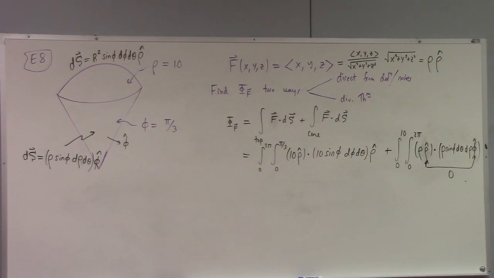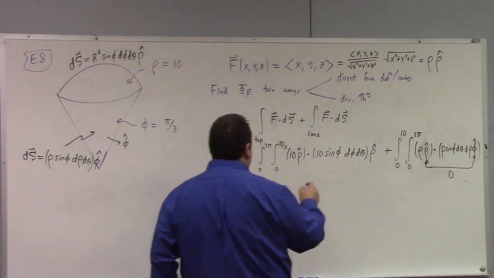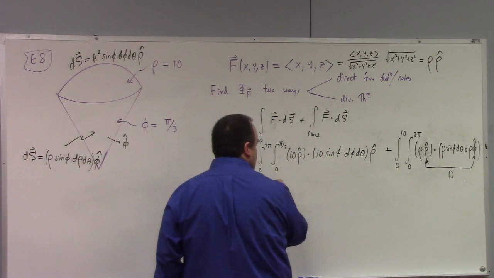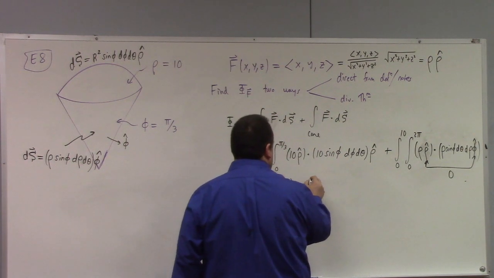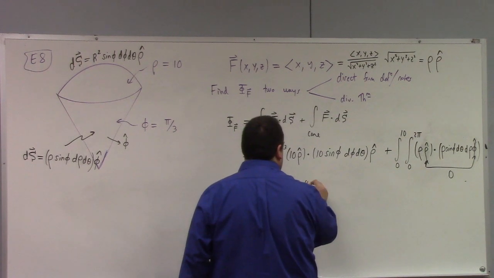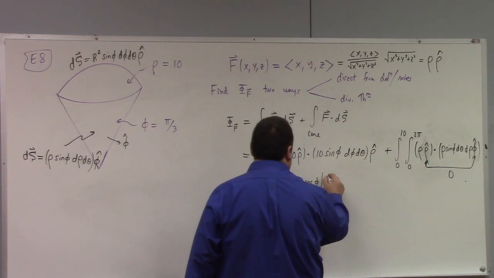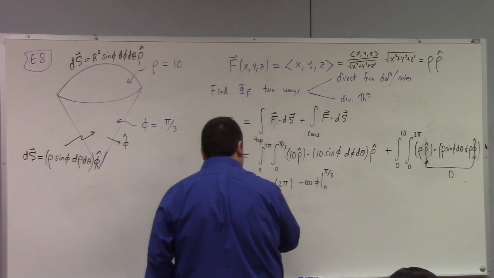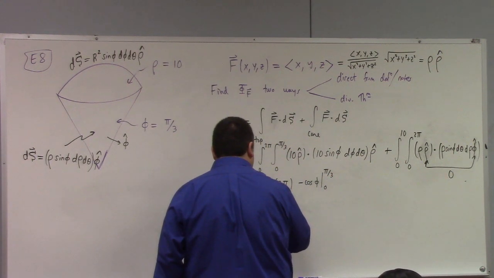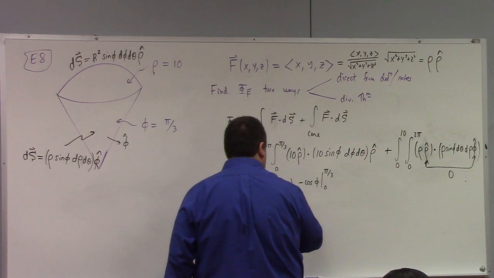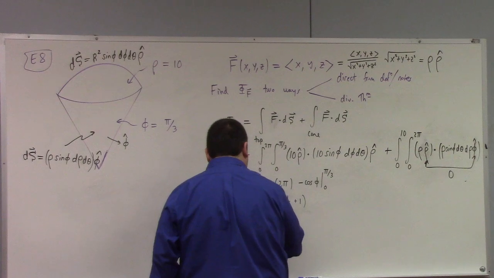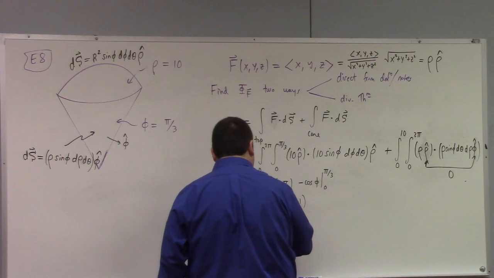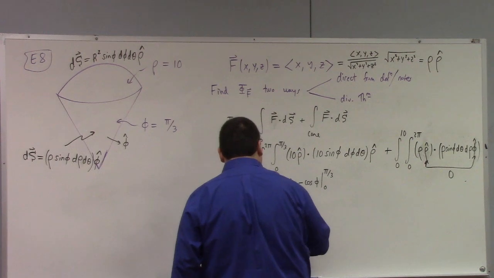Uh-oh. And this piece is giving us 100 times 2 pi times minus cosine phi evaluated from 0 to pi over 3, also known as 200 pi times minus 1/2 plus 1. So I guess we've got 100 pi. That's kind of nice. Is that right?